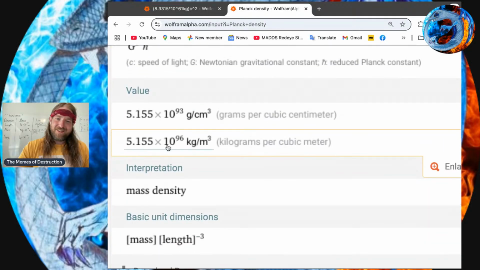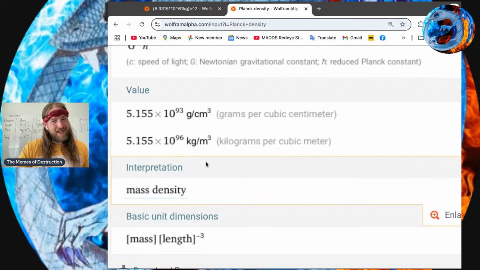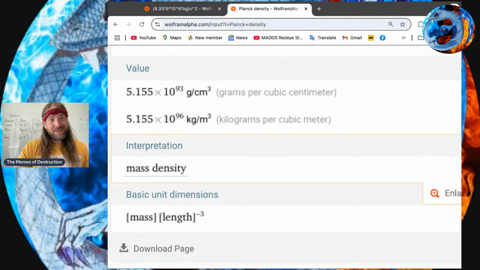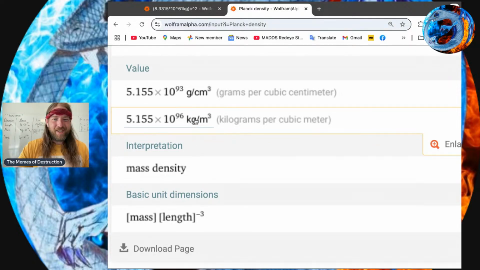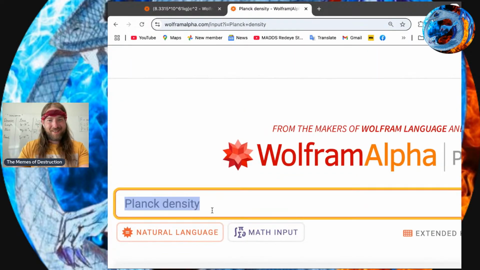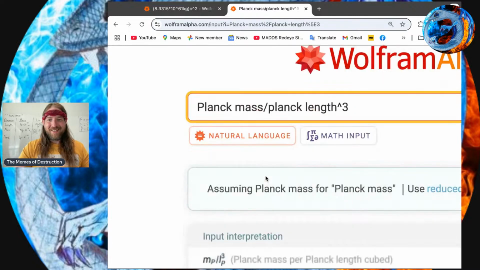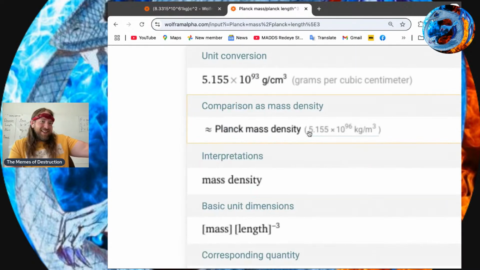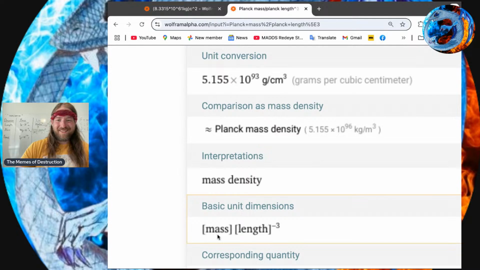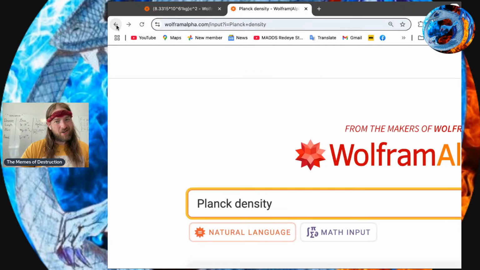So 10 to the 96 kilograms divided by cubic meters. That's a mass density, my friends. That is frickin' dense as all heck. Why? Because it's the Planck mass divided by the Planck length cubed. Because it's a base of mass, the Planck unit of mass divided by the Planck unit of length cubed. Okay, ginormous number.